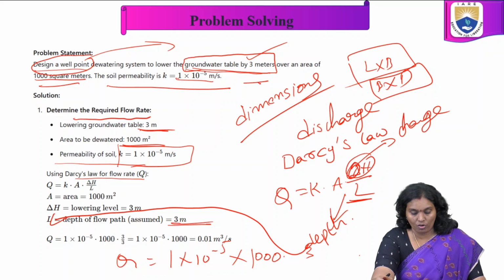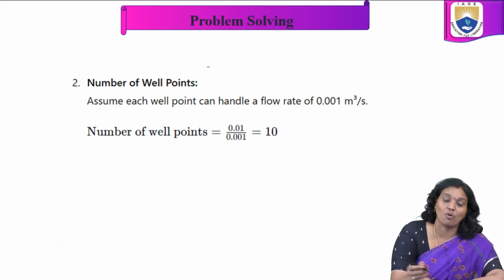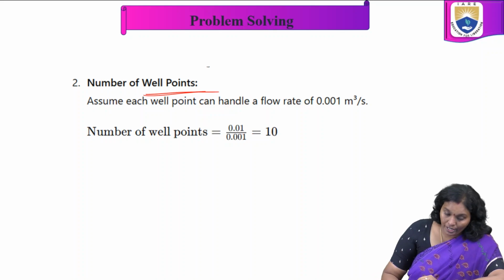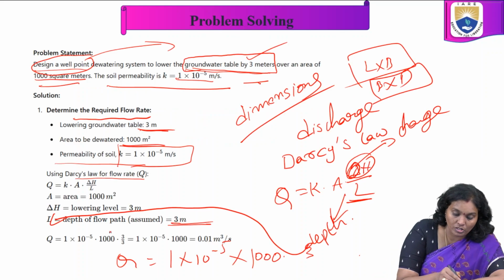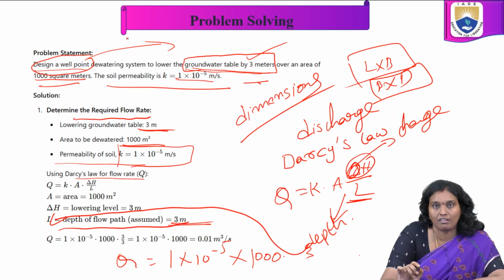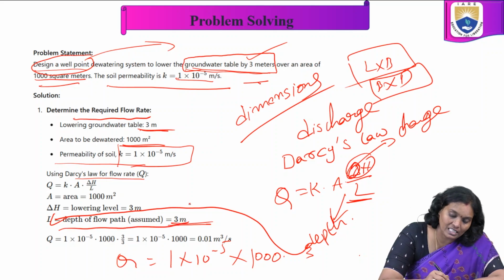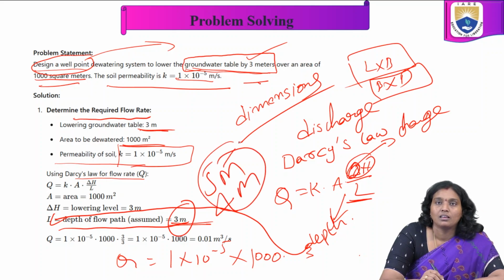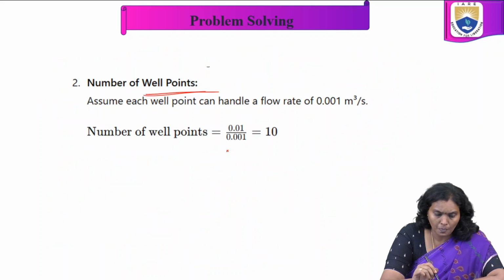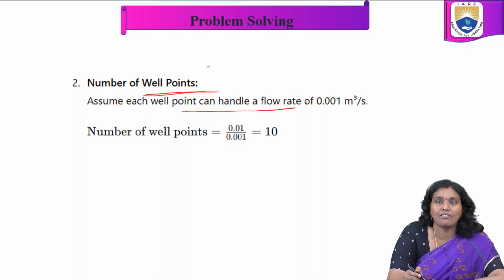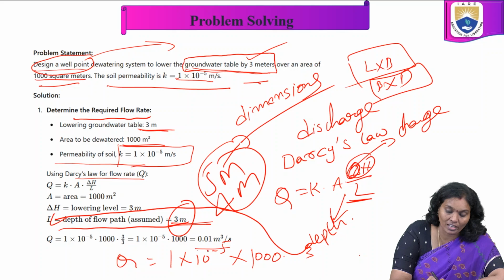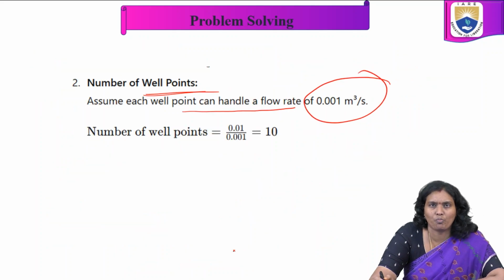Once we find out the flow rate, we are going to find out how many well points are required. We assume this because the depth of the flow is not mentioned in our problem statement. That's why we consider, sometimes it may be 5 meters, it may be 4 meters, it depends upon the practical scenario. So here, for the number of well points, assume each well point can handle a flow rate of 0.01 meter cube per second.